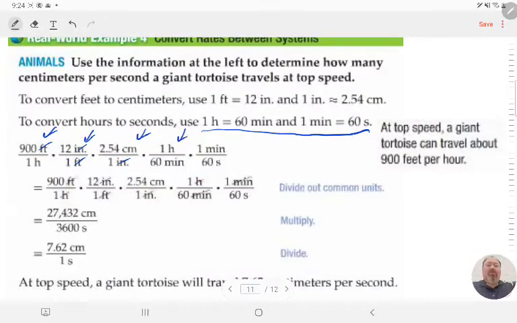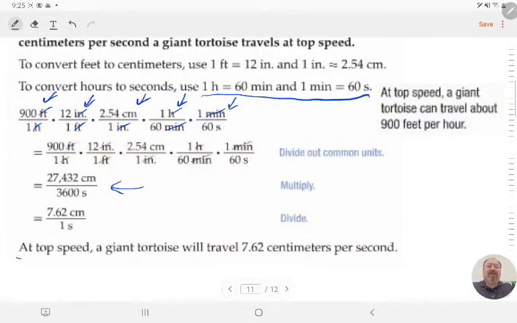So 1 hour over 60 minutes and 1 minute over 60 seconds. Cross out hours, cross out minutes, and I'm left with seconds on the bottom, which is what I'm looking for. So I know I have my problem set up correctly, okay? So if I just multiply everything straight across, I end up with 27,432 centimeters to 3,600 seconds. Then I just take 27,432 divided by 3,600, and I get 7.62 centimeters over 1. Or I could say at top speed, a giant tortoise will travel 7.62 centimeters per second.